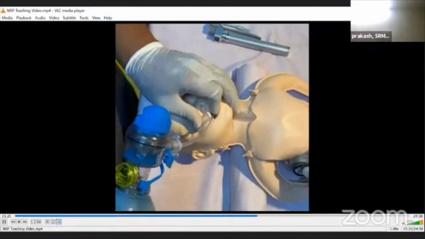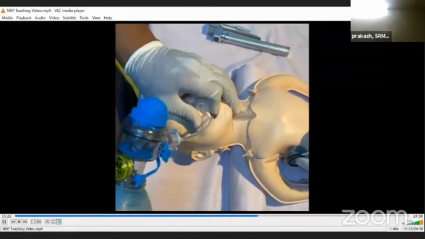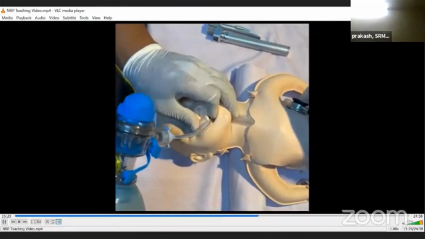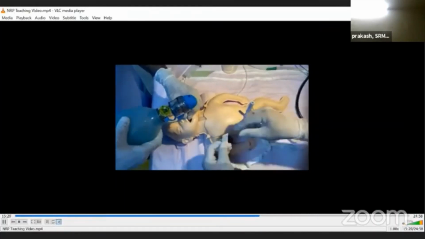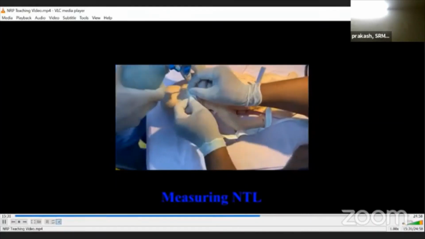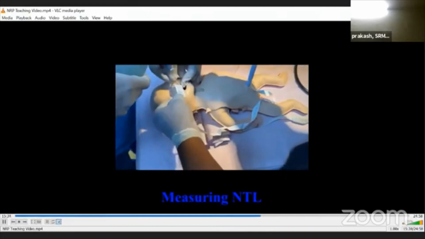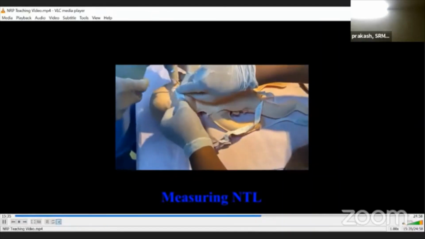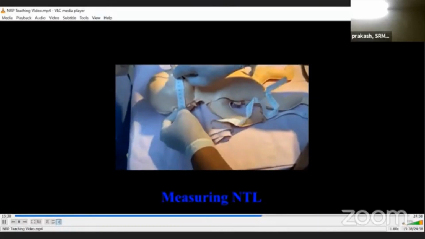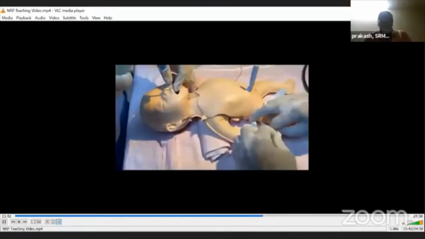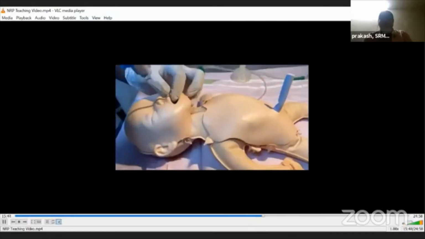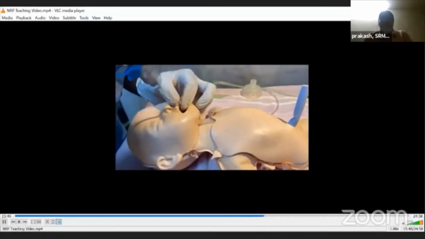Air entry is equal bilaterally. Now I'm going to measure NTL, nasotracheal length, from the middle of the nasal septum to the tragus, to know the depth of insertion of the ETT. It is 8 centimeters. So NTL plus 1, 9 centimeters.